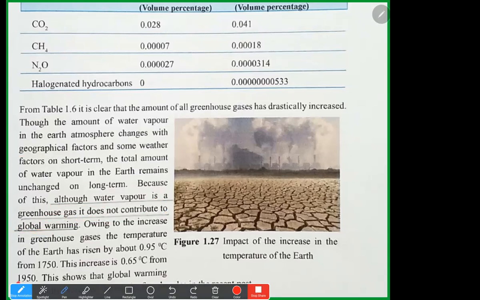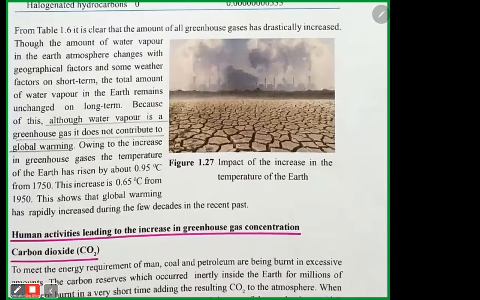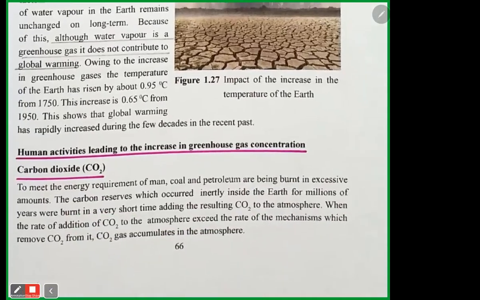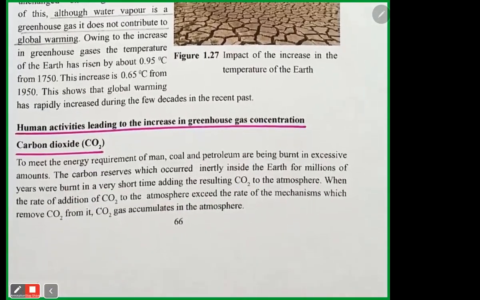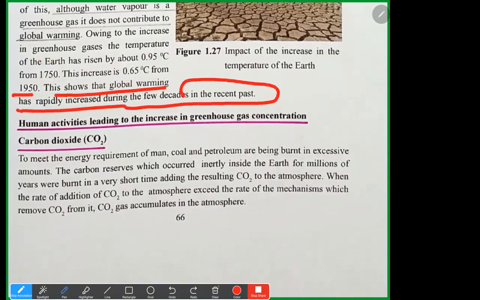Owing to the increase in greenhouse gases, the temperature of the Earth has risen by about 0.95 degrees Celsius from 1750. This includes an increase of 0.65 degrees Celsius from 1950. This shows that global warming has rapidly increased during the few decades of the recent past.